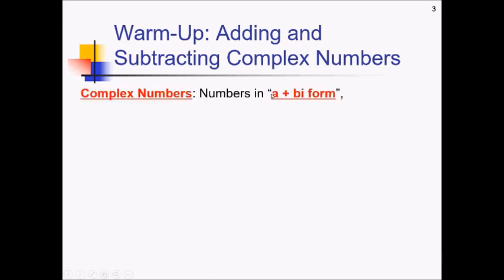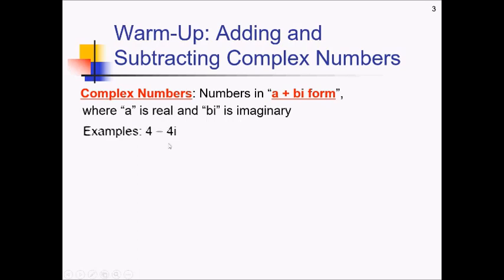So complex numbers are anything in the form a plus bi, where a is a real number and bi is an imaginary number. So some examples of this, you might have 4 minus 4i. So 4 is the real part, negative 4i is the imaginary part. You could also have something like 0 plus 4i, and this would actually just be written normally as 4i, just as an imaginary number, but it counts as a complex number with a real value of 0.